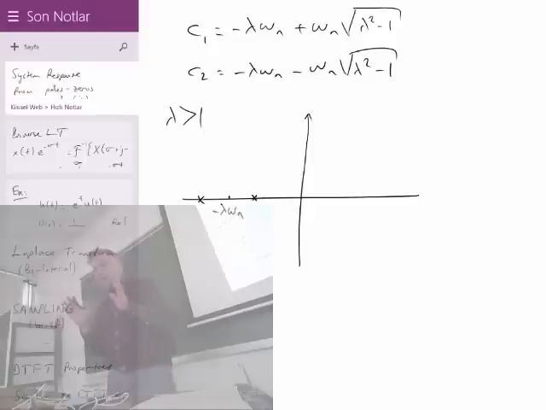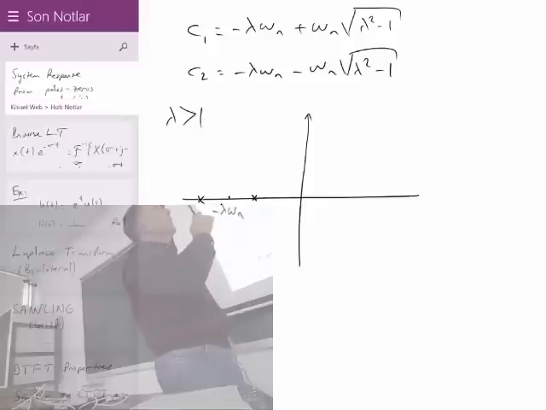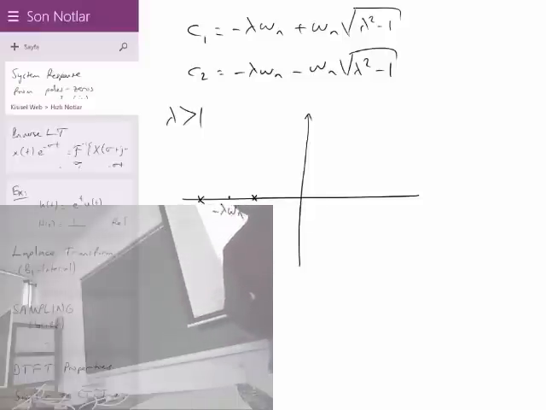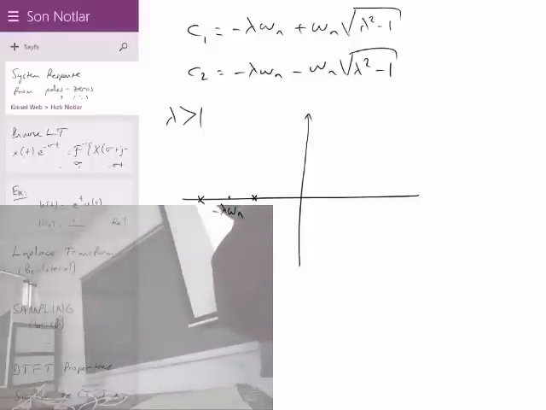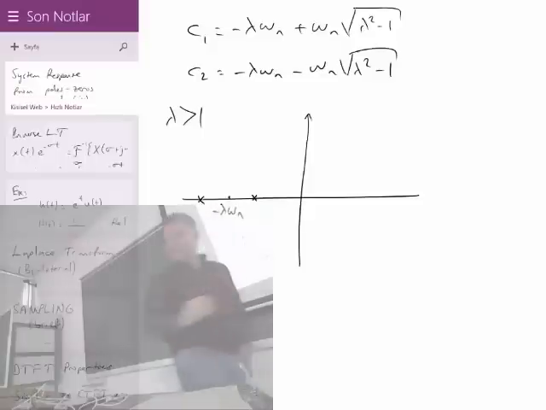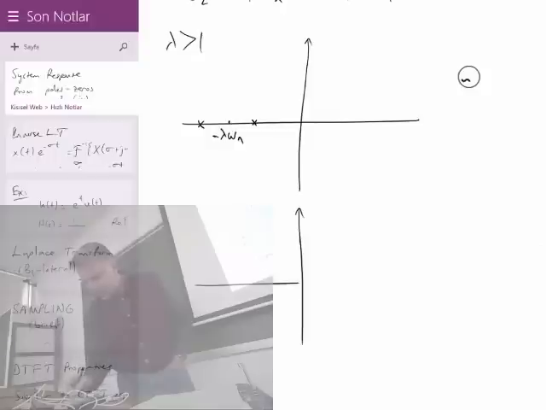I'm sorry about that. As lambda goes to not zero, excuse me, I'm confused about that. Lambda square will go to 1 because lambda square minus 1 is going to zero. So as lambda goes to 1, these will again move towards the right, but they will meet at some point which is minus omega n only. Minus 1 times omega n. It's not going to be zero. So this minus lambda omega n will be minus omega n, somewhere here, let's say. So when lambda is equal to 1, this will be minus omega n. There will be two poles on top of each other.